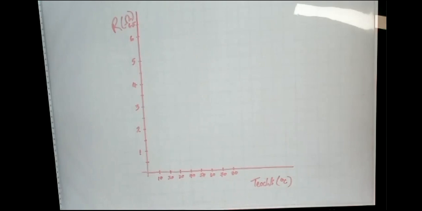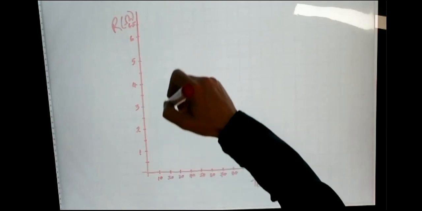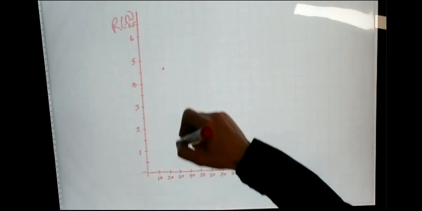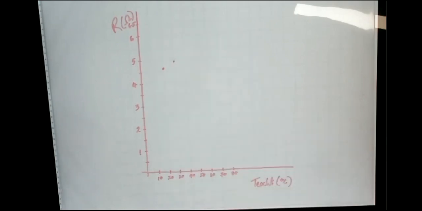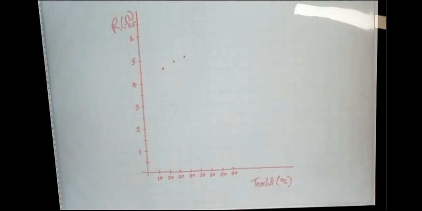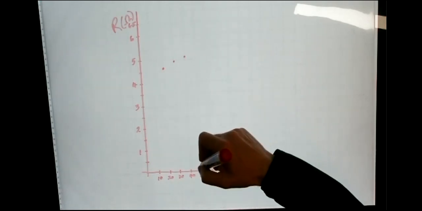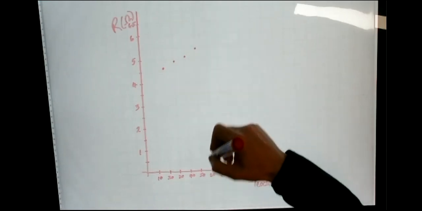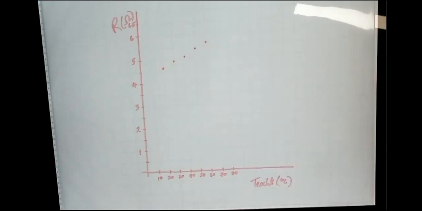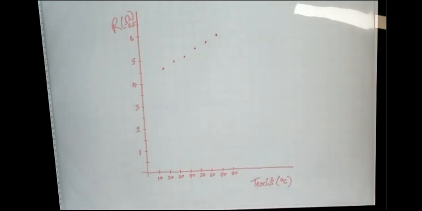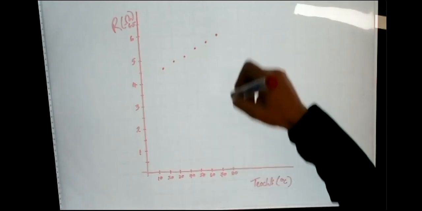I guess it is just marking the chart. So touching the job here, 20 at 4.6 ohms. So 20 at 4.6. 30 at 4.9. 40 at 5.1. 50 at 5.4. 60 at 5.6. 70 at 5.9. And finally 80 at 6.1.